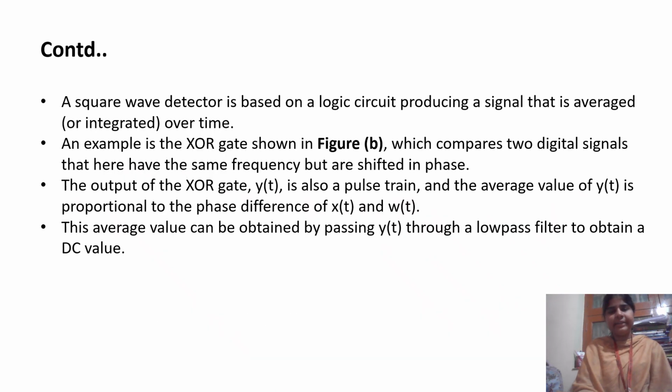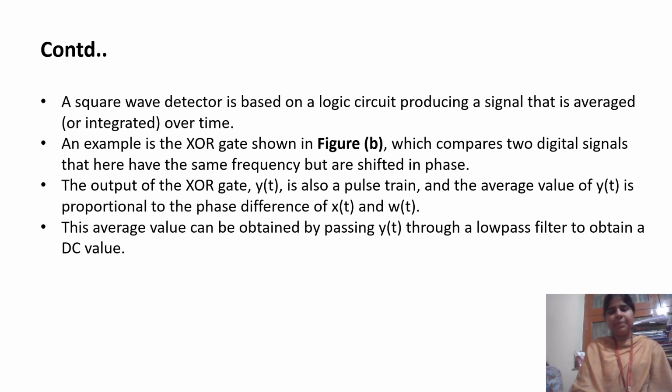A square detector is based on a logic circuit producing a signal that is averaged or integrated over time. An example is the XOR gate shown in figure B, which compares two digital signals that here have the same frequency but are shifted in phase. The output of the XOR gate Y of t is also a pulse train, and the average value of Y of t is proportional to the phase difference of X of t and W of t.